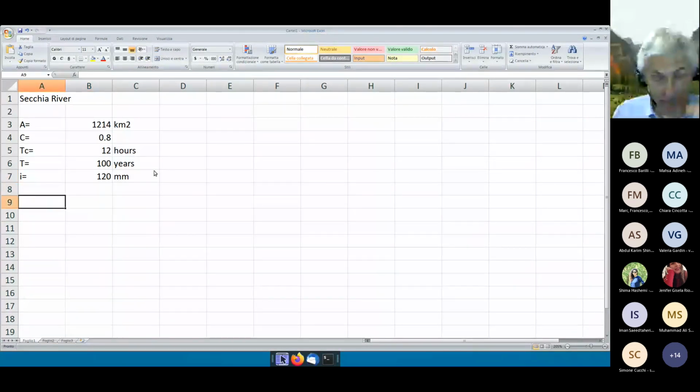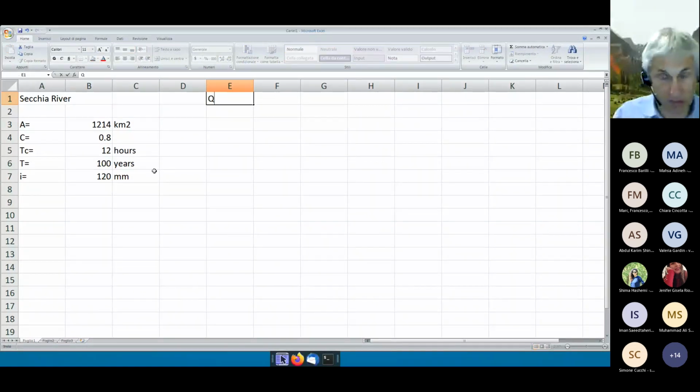The nice thing is that I already have an estimate of Q, which was computed with Q equal, sorry, this is what I am expecting. I am expecting something like 800 cubic meters per second.